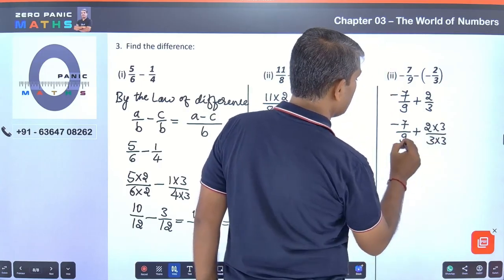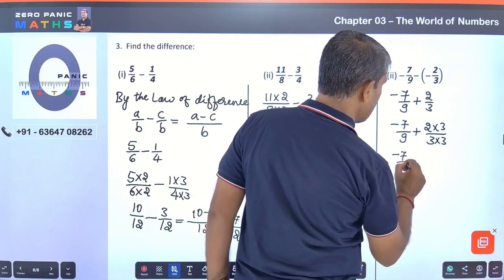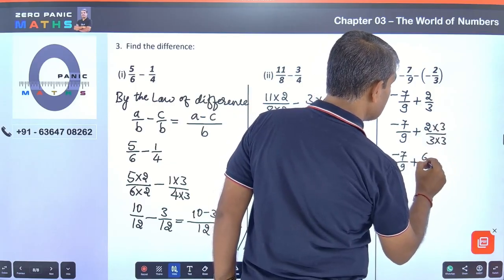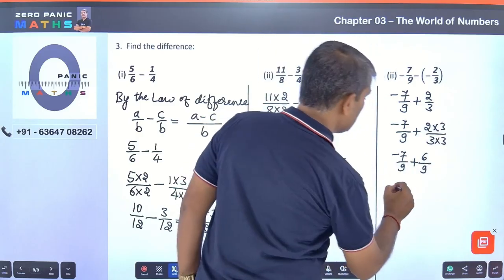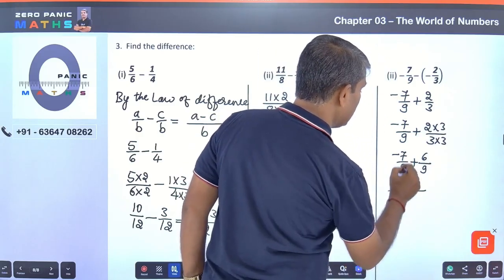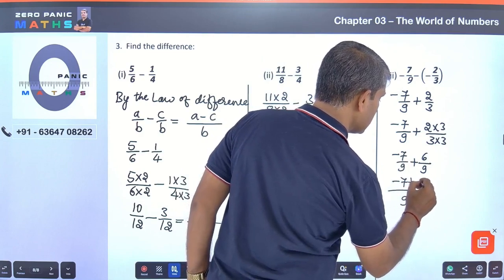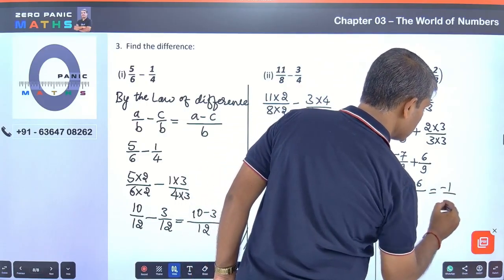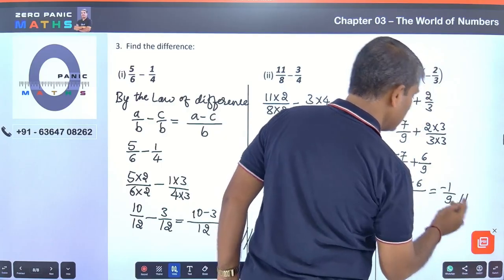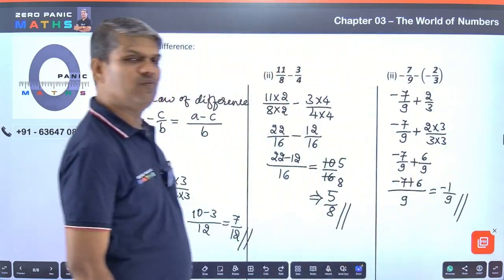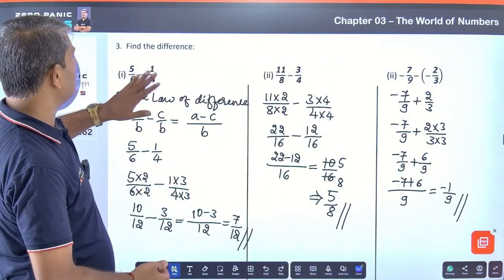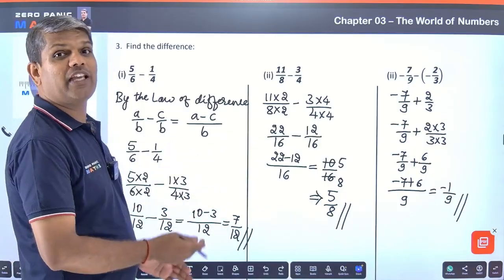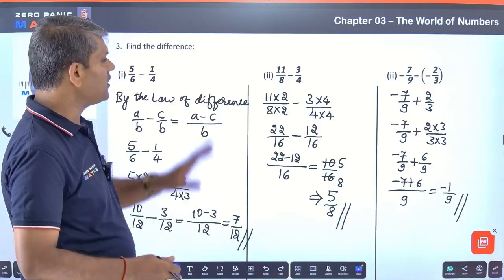So it is minus 7 by 9 plus 2 into 3, that is 6 by 9. Take 9 as the common denominator, and it is minus 7 plus 6, that is 6 minus 7, that is minus 1. So it is minus 1 by 9. So the value of this is minus 1 by 9. Understood, right? This is the law of difference. Now similarly, we have the law of product and law of multiplication, distributive, commutative. All such examples are there in this set.